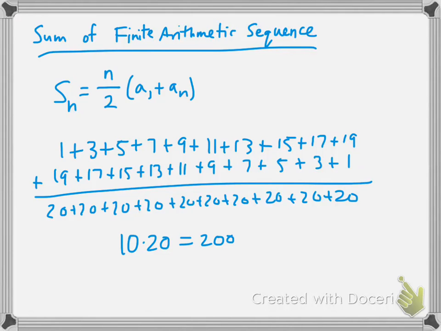So this is where we got this formula, this idea of adding the same thing twice. That's why we have the 1/2 in the formula up here. We have the 1/2 times n, or n over 2. And then I just take the first term, that would be 1, and the last term, that would be 19, and add them together. Take the number of terms and divide by 2, and that's what we get. So that's where we get the sum of a finite arithmetic sequence.